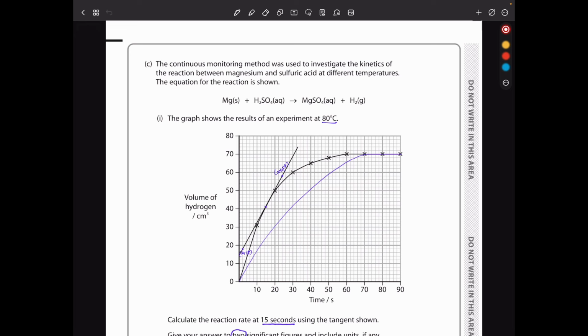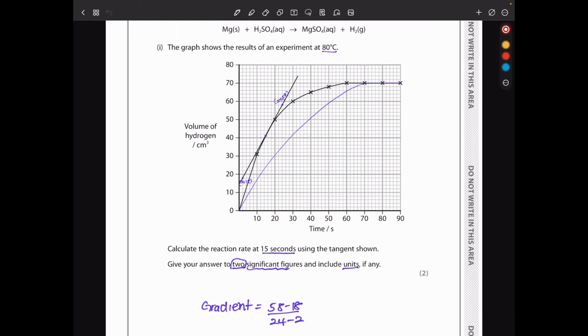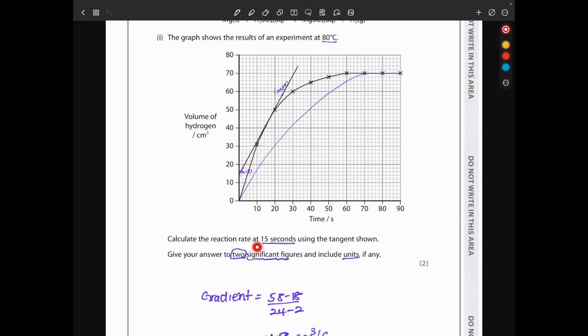Then in part C, the continuous monitoring method was used to investigate the kinetics of the reaction between magnesium and sulfuric acid at different temperatures. The equation for the reaction is shown. So here we see magnesium as a solid reacting with sulfuric acid and giving us the product. And the graph shows the results at 80 degrees Celsius. So ignore the parts in blue, those I wrote based on other questions. The first part says calculate the reaction rate at 15 seconds using the tangent shown. Give your answer to two significant figures, include units if any.